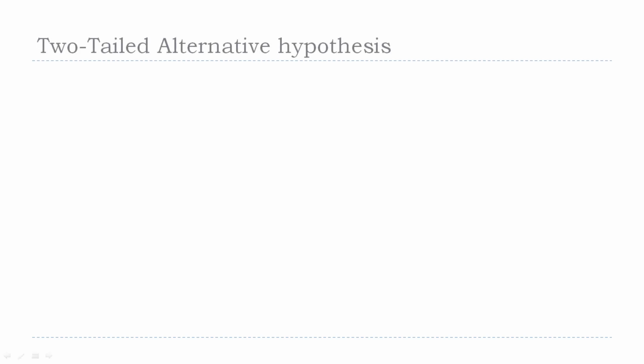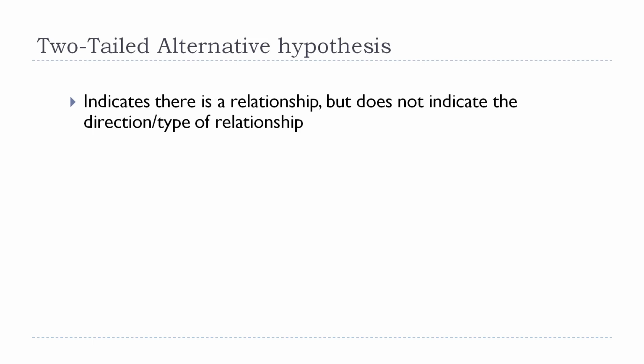Versus a two-tailed alternative hypothesis, which indicates that there is a relationship, we expect a relationship, but we're not sure what direction it'll go in.